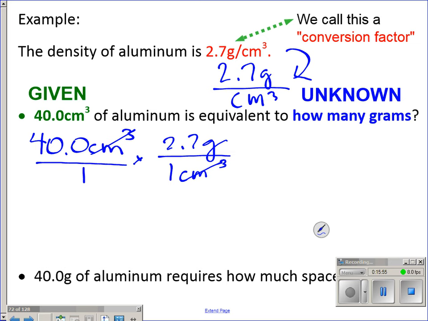You need to cancel units you don't want. I don't want centimeters cubed. My question's about grams. So, in the end, what's the only unit left? Grams. Yay! I've met my goal here. Now I need to calculate.